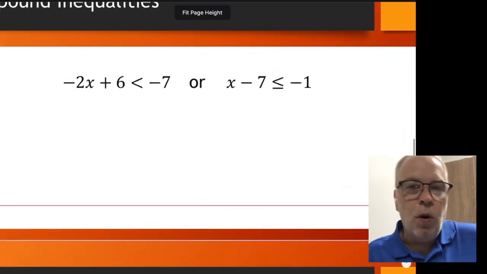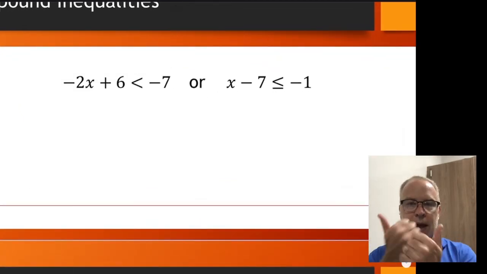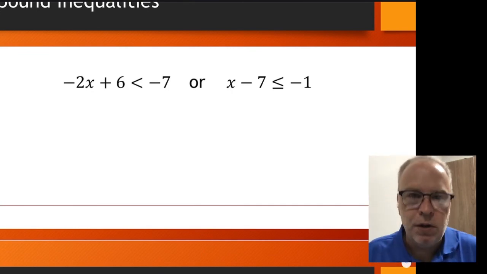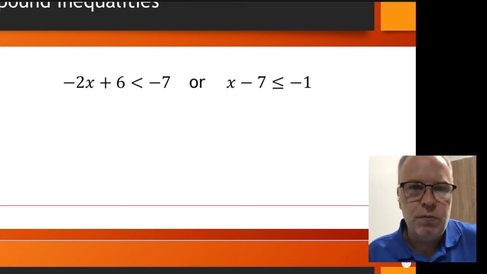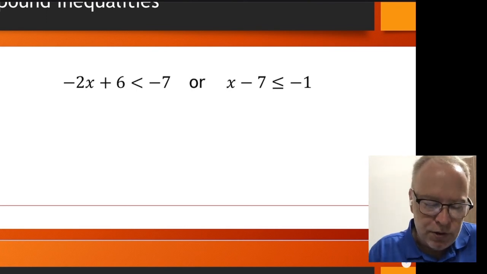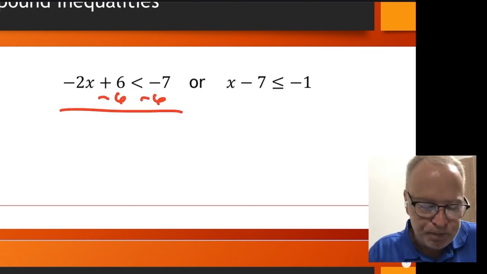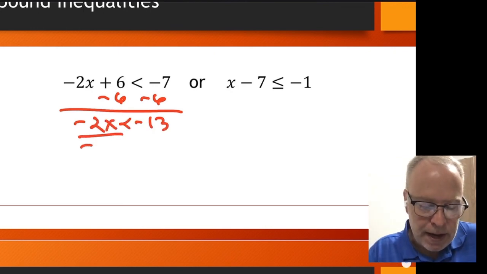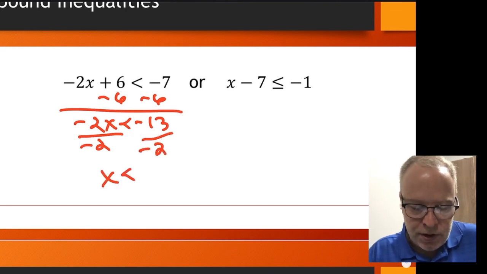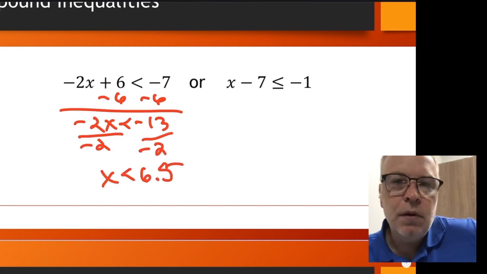Okay, now this is an OR problem. So the OR problems, the graphs usually look like they're pointing away from each other, and there's this region in the middle where all the losers are, where no solutions reside. So let's go ahead and solve this. -6, -6. -2x minus 13. Divide by -2. Divide by -2. So I get x is under 6.5.